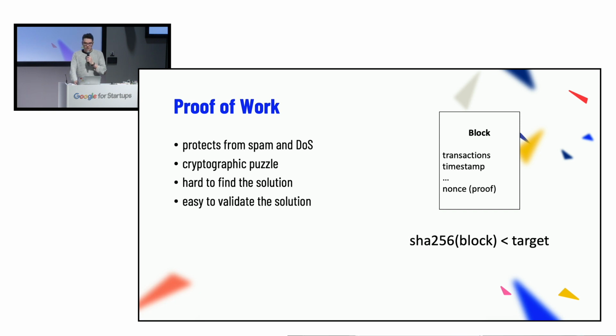A really cool feature is that it's super easy to validate. Because to validate, you only have to compute one hash. You just take the block, you take the solution proposed by the miner and calculate only once. And then you know whether the solution is correct or not. So really easy to validate, really hard to find the solution.